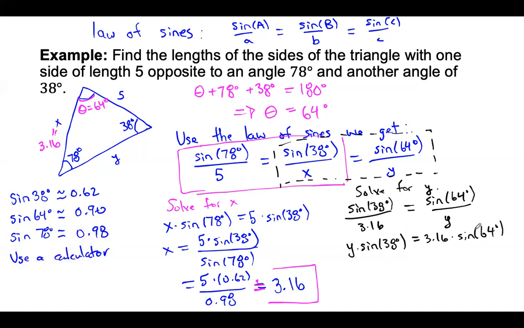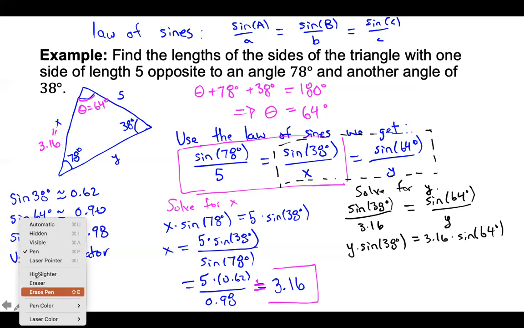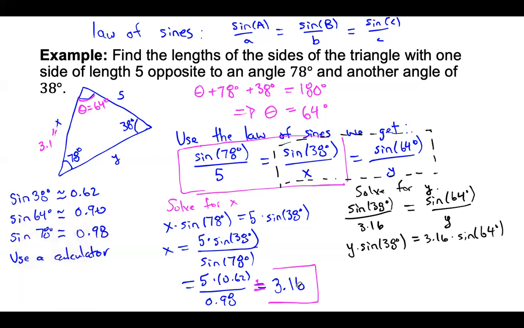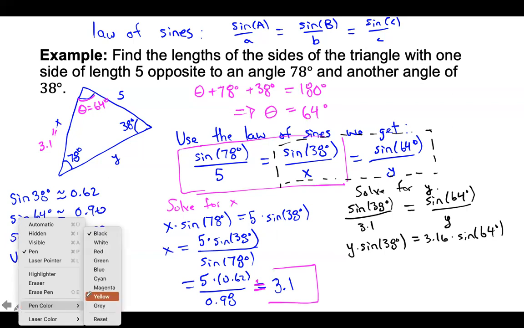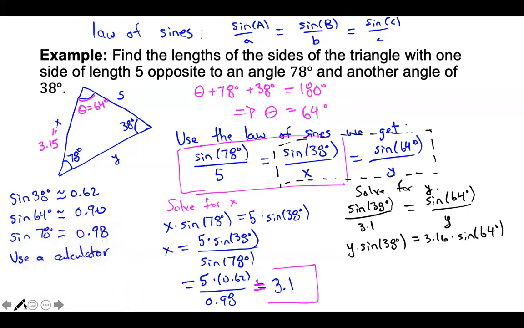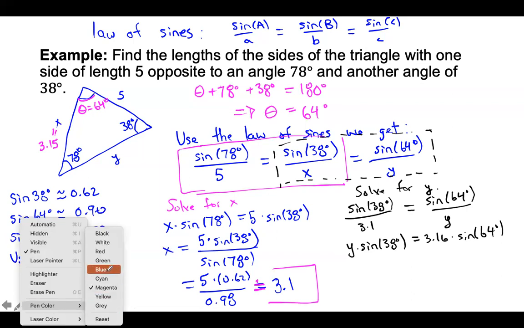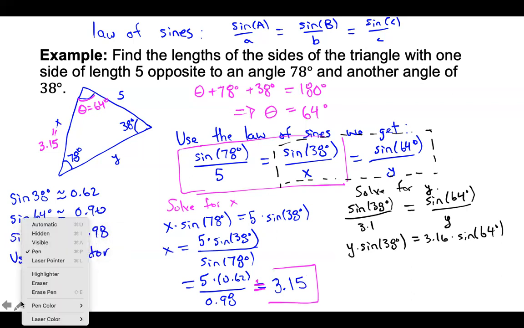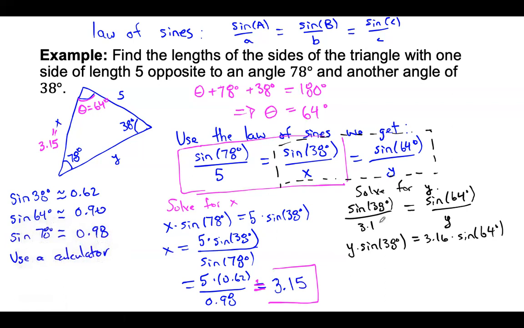Maybe I should check. I also got 3.147. Oh. Yeah. Okay. So it could be rounded. Let's make it a 5. I have to fix a lot here.